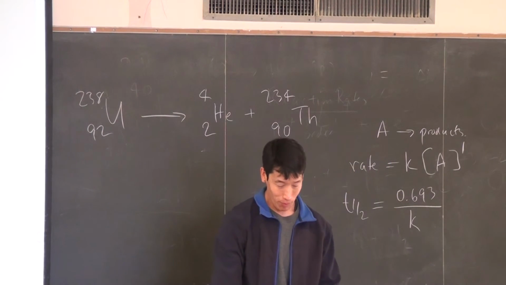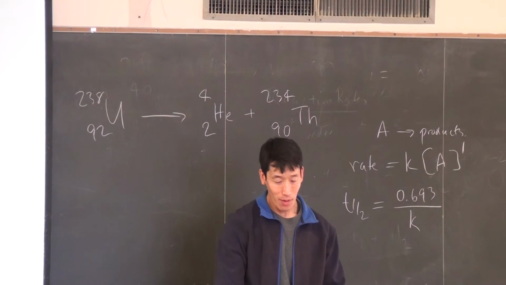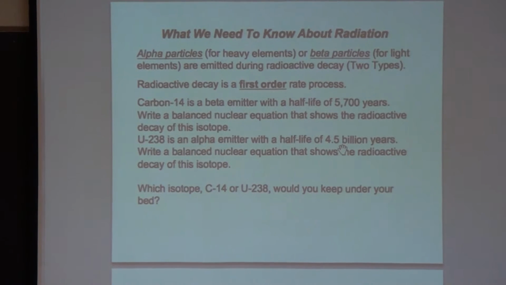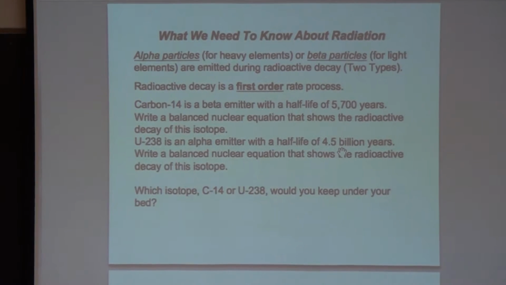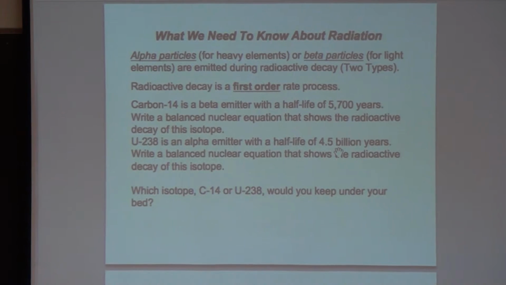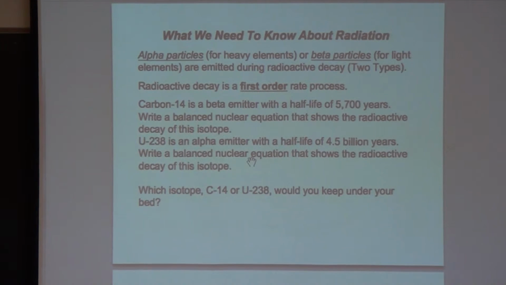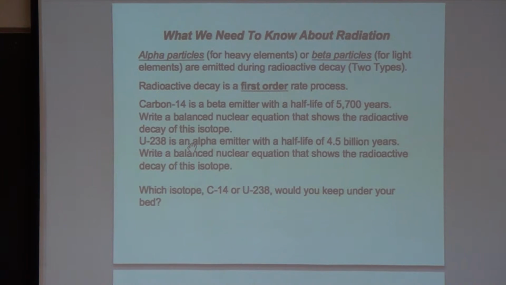So, note that U-238 has a half-life of 4.5 billion years. The age of the Earth is about 5 billion years. So note that we still have about half the amount of U-238 which was present when the Earth was formed 5 billion years ago. So of those two isotopes, which one would you rather keep under your bed?